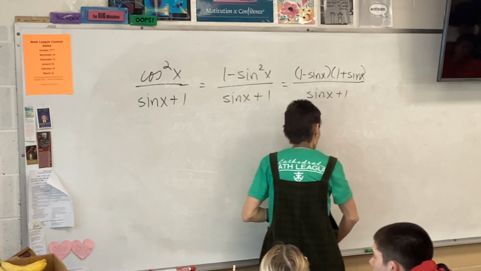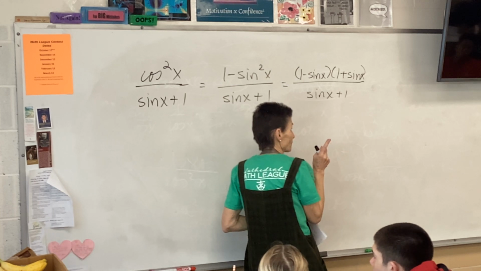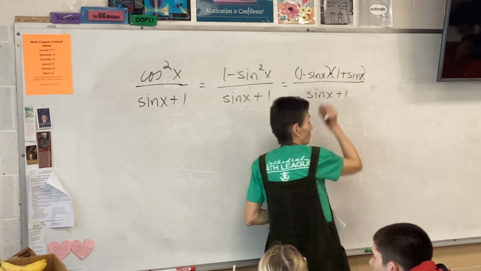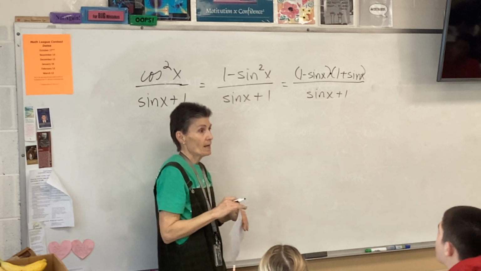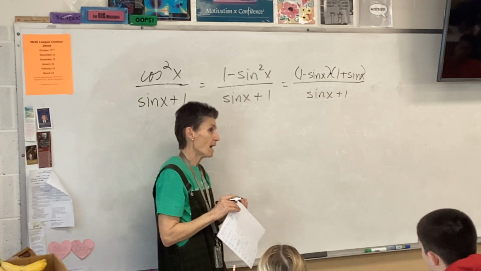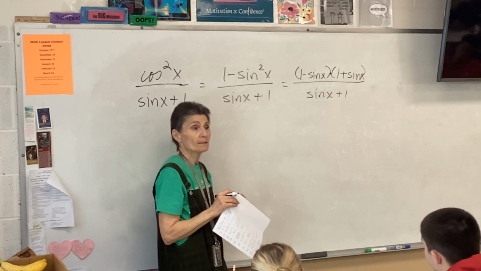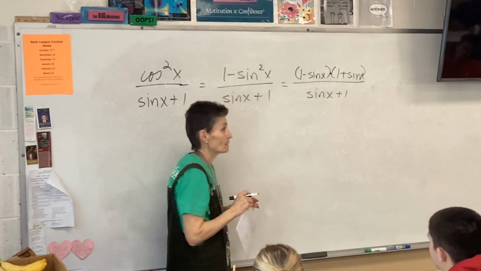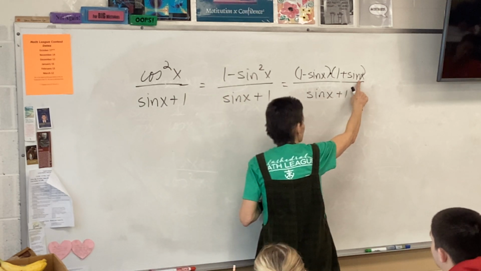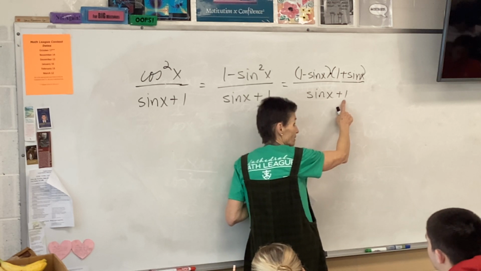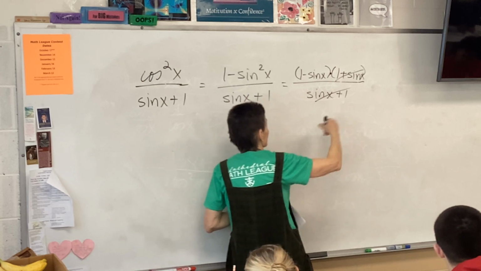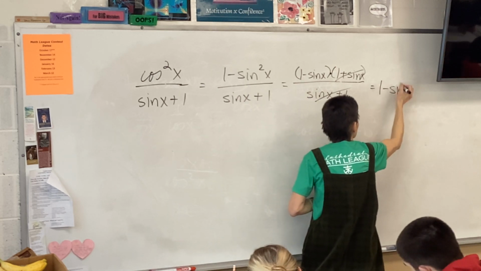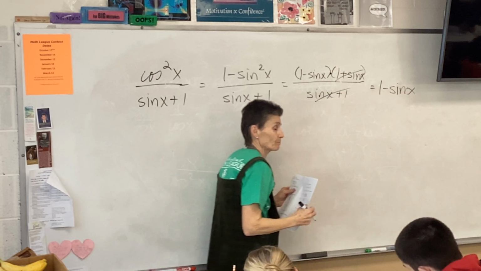Now, take a look at the problem. Once I have factored, now it's a multiplication problem. This times this. And once it's a multiplication, now I can consider canceling. 1 plus sine, sine plus 1. Are those the same thing? They are. So the answer to the problem is 1 minus sine.